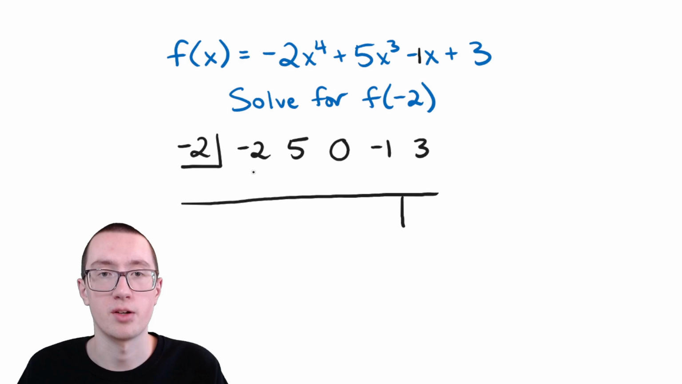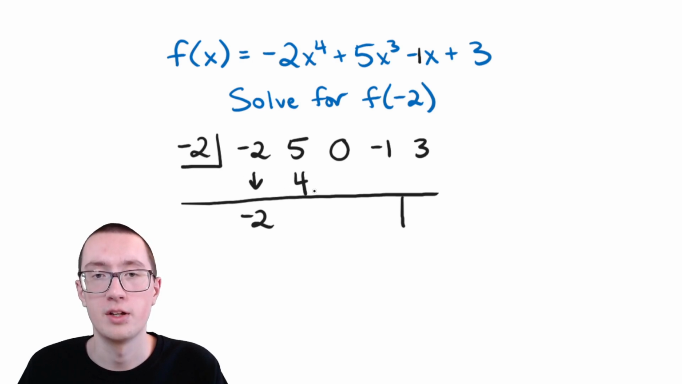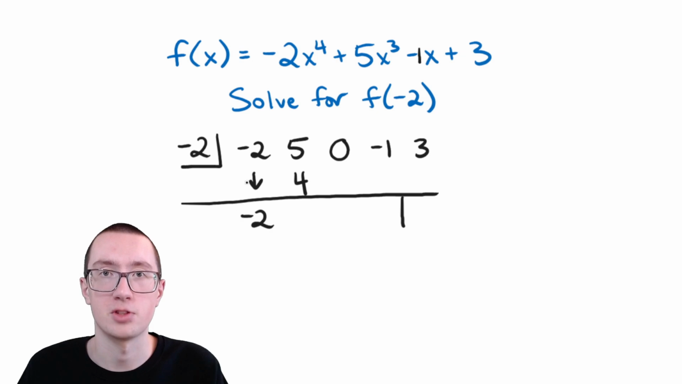So we're going to do it the same way. We're going to bring down our first number, which is minus 2, and we're going to multiply it by what's in the box. So minus 2 times minus 2, 2 times 2 is 4, and 2 negative signs make a positive, so it's positive. Then we add these together, so 5 plus 4 is 9, and we repeat the process. So 9 times a negative 2, 9 times 2 is 18, and there's one minus sign, so the minus sign carries over. 0 minus 18, this 0 is not doing anything, so it's just minus 18.